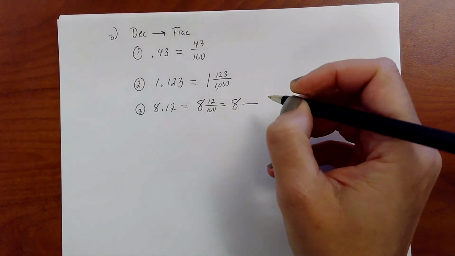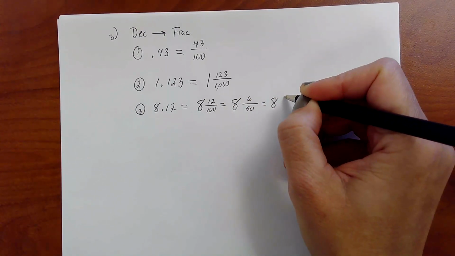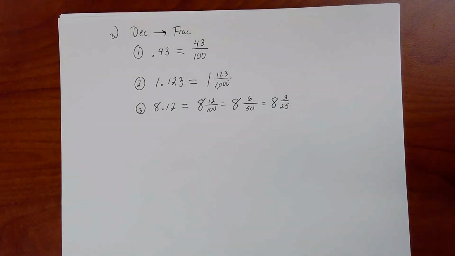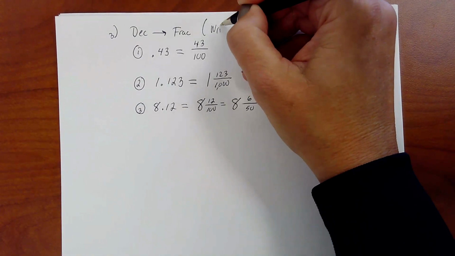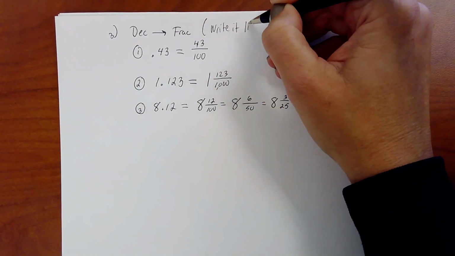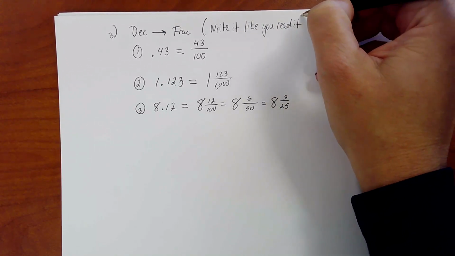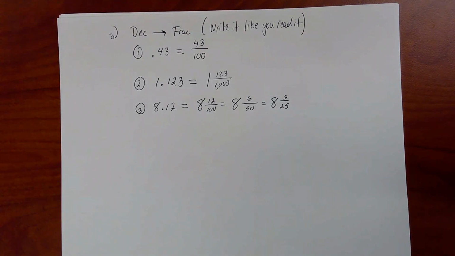8 and, what's that, 6/50? Oh, I can keep going. 8 and 3/25. All right, so I guess we could put up here, write it like you read it. Right? If you read the decimal correctly, you're pretty much telling yourself the answer.